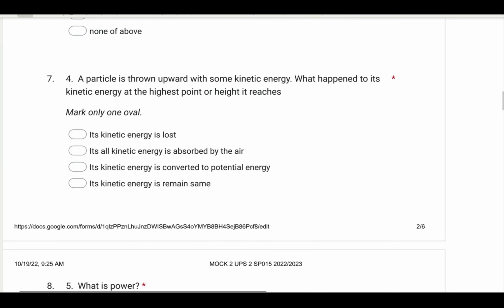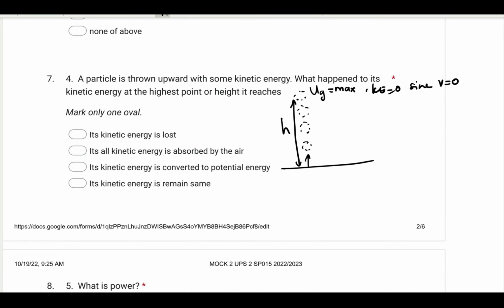Okay, number 4. A particle is thrown upward with some kinetic energy. What happened to its kinetic energy at the highest point or height it reaches? Okay, so means that daripada bawah ni kalau kita baling, dia kata dia baling dari bawah, so dia ada kinetic energy. Sampai ke atas tu kinetic energy tu akan convert kepada gravitational potential energy. So this is the height. Okay, so at that point, the gravitational potential energy should be maximum. But the kinetic energy is 0 since V at maximum height is equal to 0.